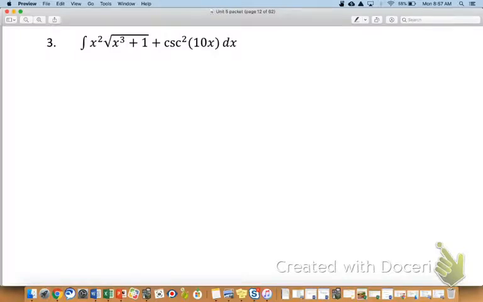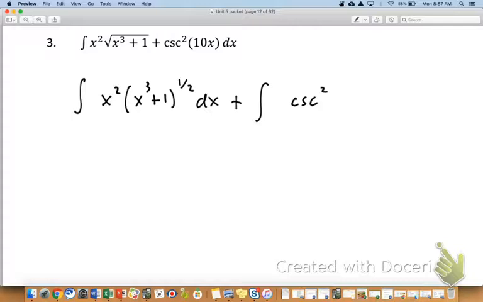So, for this first one, we need to do the split up thing. When I do the split up thing, are you guys in the mode of just automatically doing this? Like rewriting radicals, right? Okay. Plus, this over here would be cosecant squared of 10x dx. I hope you can see that you got a bunch of composites up there, and you have to split these up like I just did. You really have to do that.